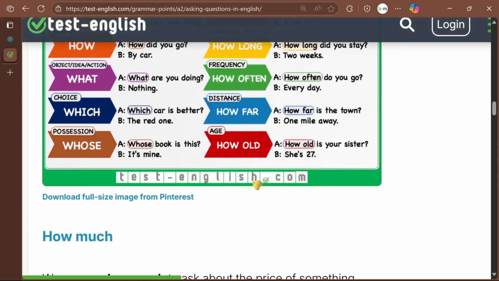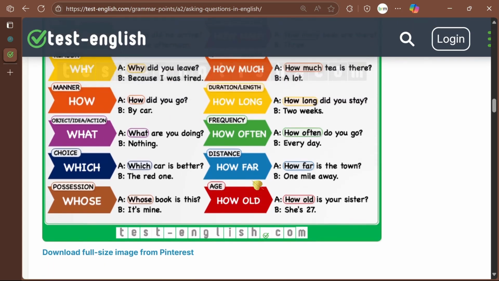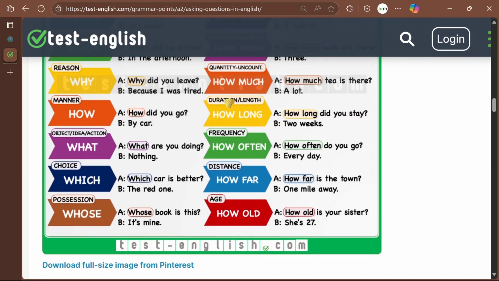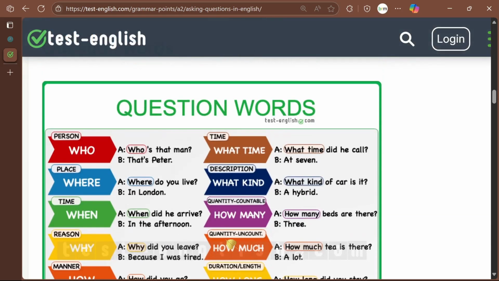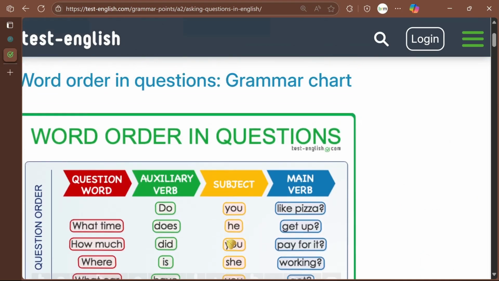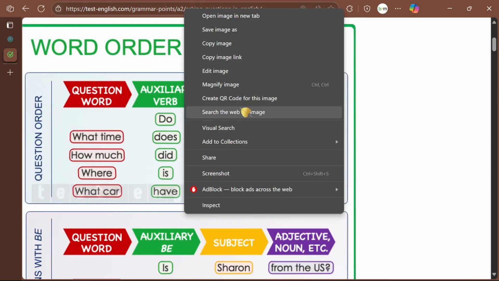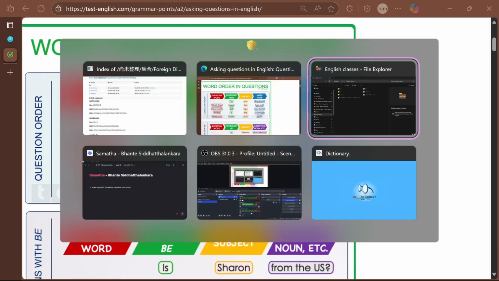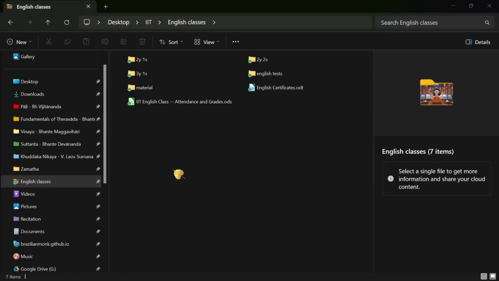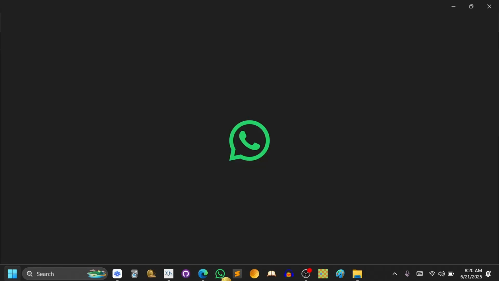And age: how old? How old is something? Sometimes you can use how long in terms of duration. For example, how long ago did you begin studying Dhamma? So you have these images, let's send them. I'll send this image to our group. Where is our WhatsApp?